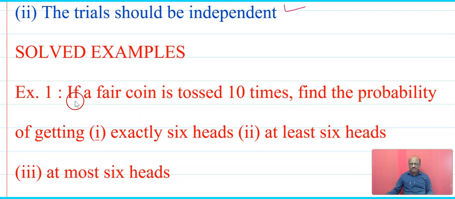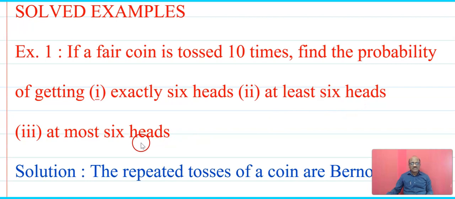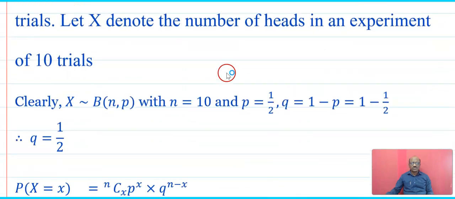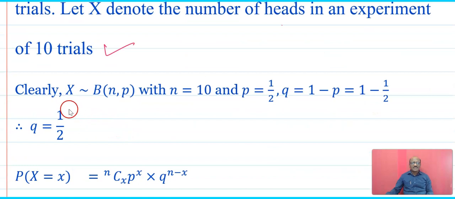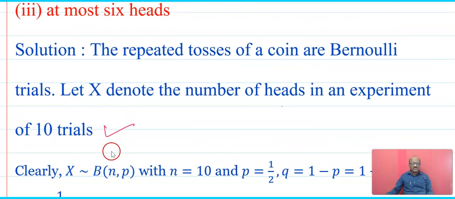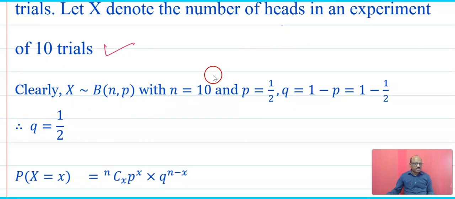Now the solved examples. First example: if a fair coin is tossed 10 times, find the probability of getting exactly 6 heads, at least 6 heads, at most 6 heads. Now in this problem, a fair coin is tossed 10 times, which means the value of n is equal to 10. Repeated tosses of a coin are Bernoulli trials. Let X denote the number of heads in an experiment of 10 trials. Clearly X follows the binomial distribution with n equal to 10, p equal to 1 upon 2, and q equal to 1 minus p, that is 1 minus 1 upon 2, and hence q is equal to 1 upon 2.